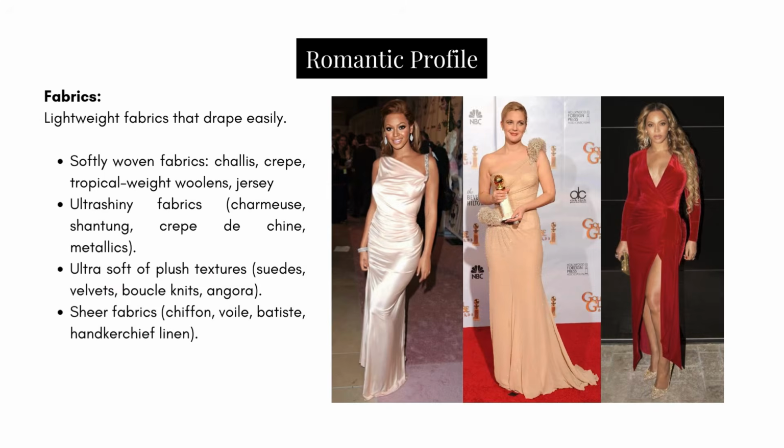Fabrics. Lightweight fabrics that drape easily. Softly woven fabrics, challis, crepe, tropical weight woolens, jersey, etc. Avoid ultra shiny fabrics, ultra soft or plush textures, and sheer fabrics. So we want lightweight fabrics that drape because we want to maintain that beautiful shape of the body and bring it to the forefront and showcase it, but also allude to the softness. So nothing that is too hard and too structured. And that's why we want fabric that will create gathers and drape softly, that softness being amplified and repeated in the body, and the outfit creates that synergy and creates that harmony that just makes it look beautiful and natural on these types.